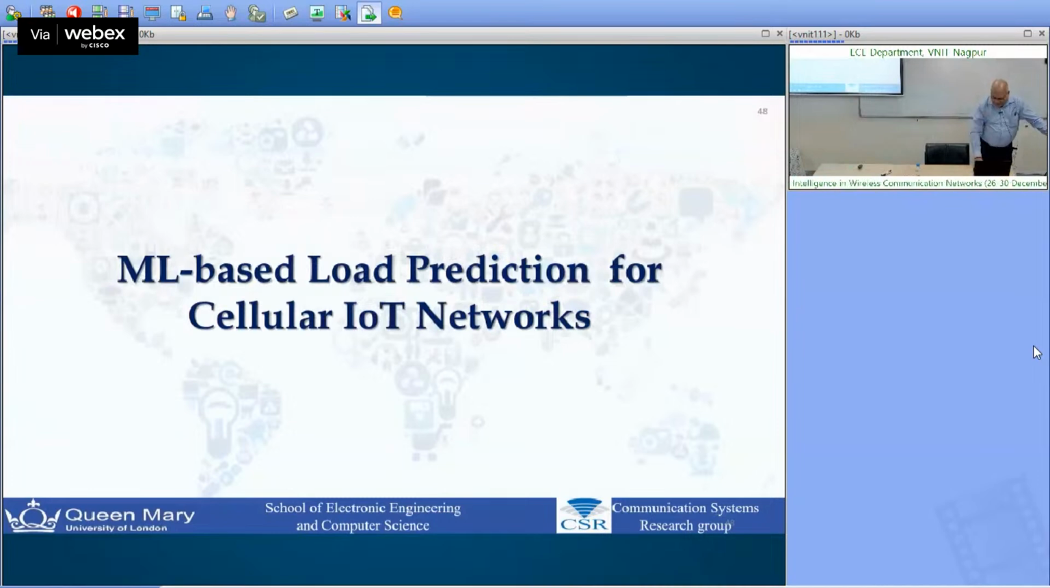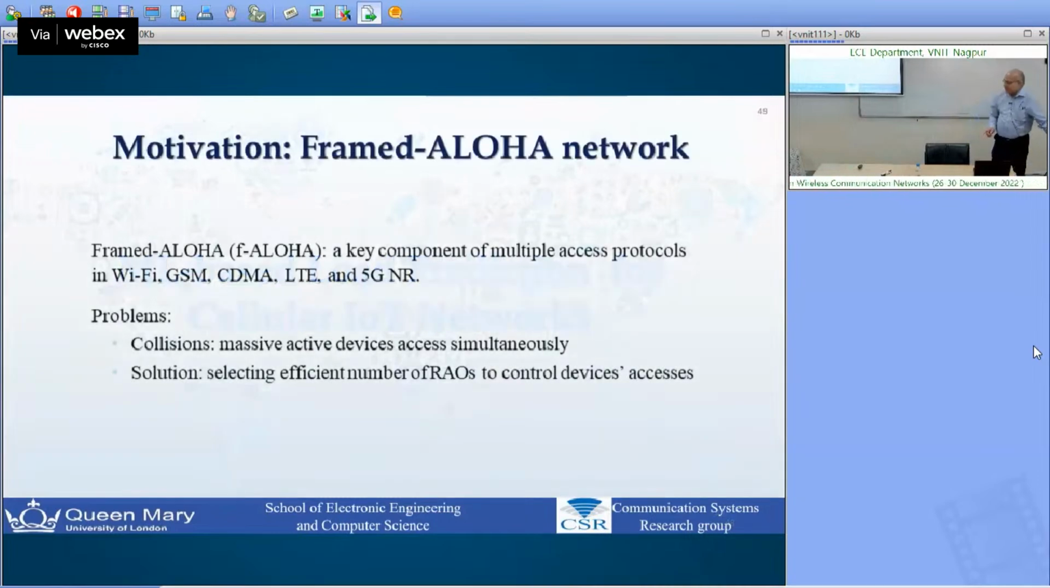So now we are going to see two things: one is estimation, the other is prediction. Estimation means that during the current time slot, you estimate what the load is in the current time slot. Prediction is what the load is going to be in the next time slot. So you are going to predict the load for the next time slot. There are two words: estimation and prediction.